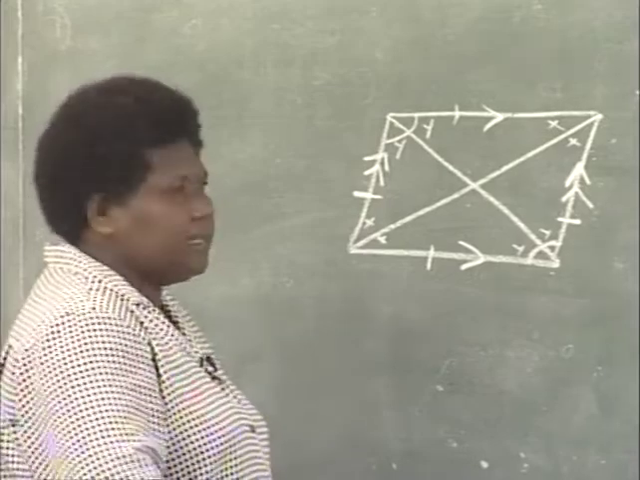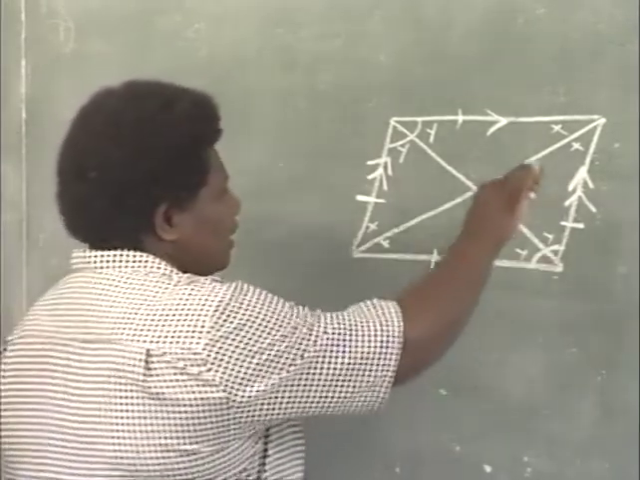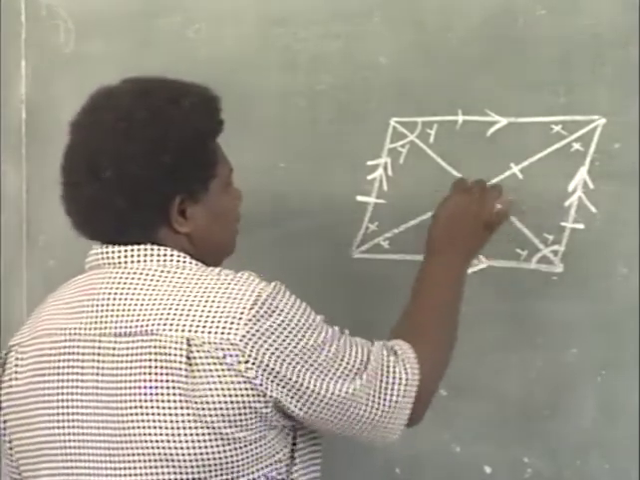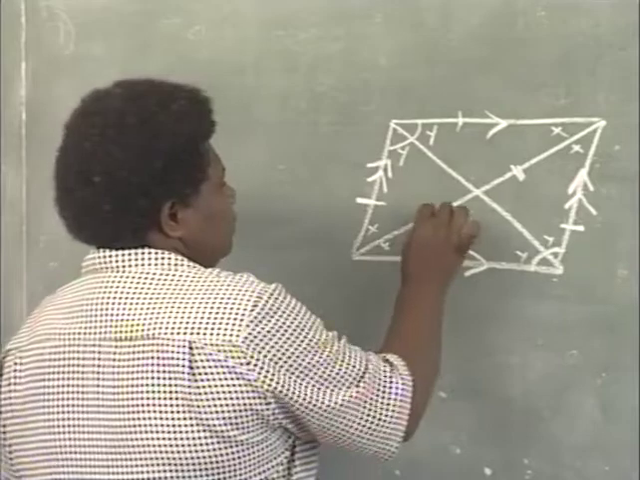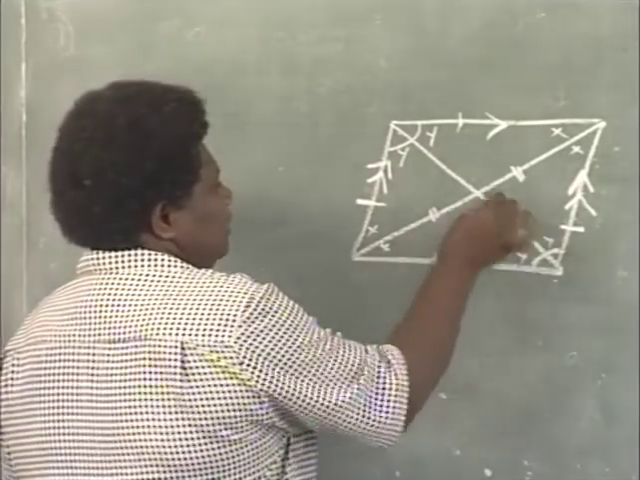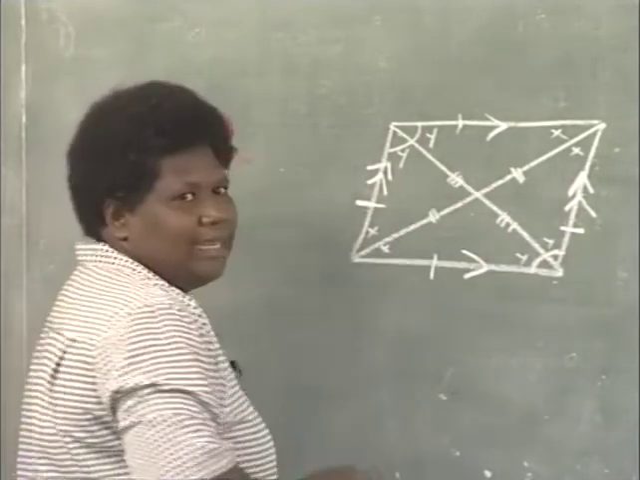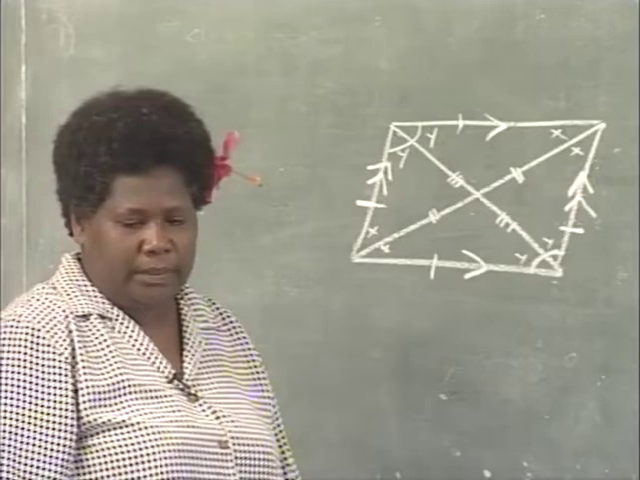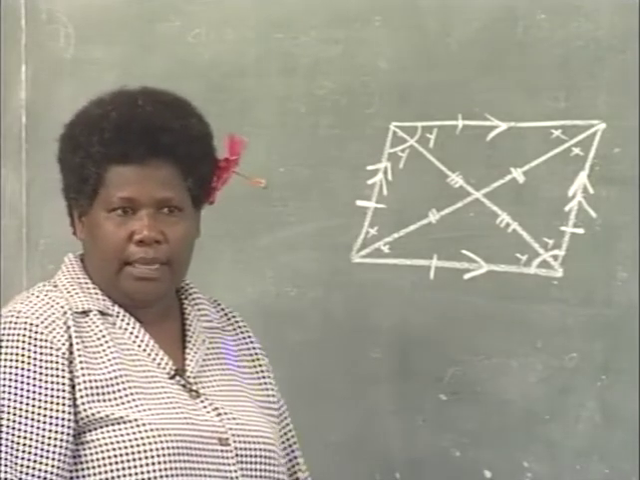At 90 degrees, and when they bisect each other, that means this length is equal to this, and this is equal to this. The diagonals in a rhombus are not equal, but they bisect each other at right angles.